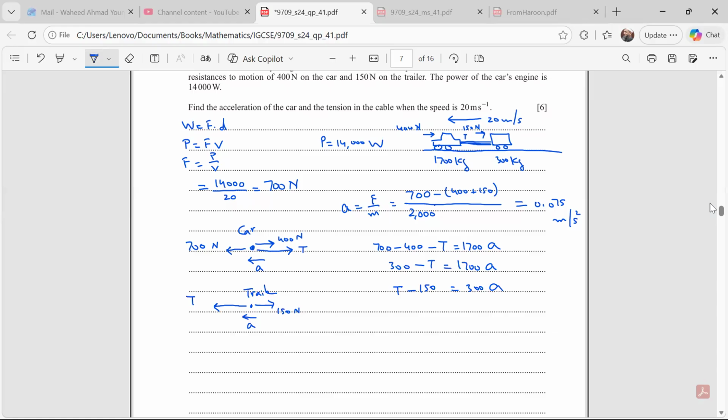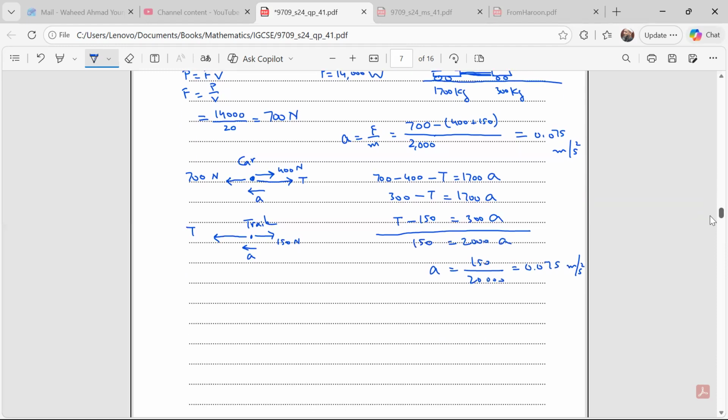Now things are easy. If I just add these two equations, minus T plus T will cancel. 300 minus 150 is 150, equals 1700 plus 300 is 2000 into A, and it will give me A equal to 150 over 2000. It's the same thing which we had before, and it will give me the same acceleration value, 0.075 meter per second square. Okay, so we already have this, but anyway, it's confirmed.